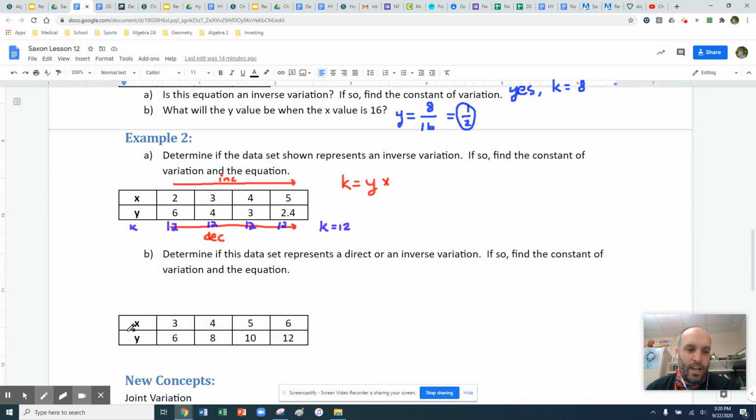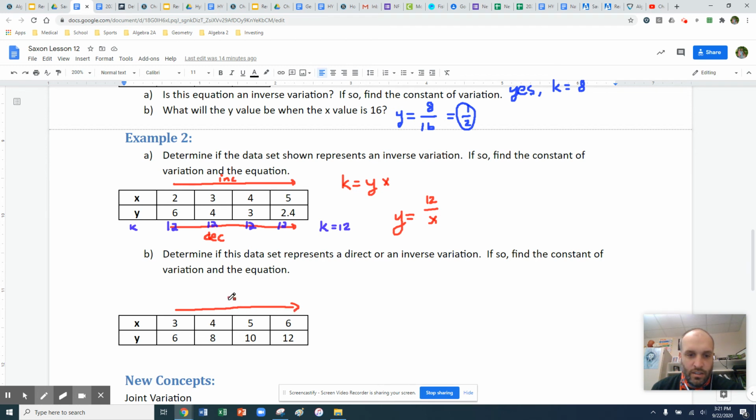That now means that I can write an inverse variation, y equals my constant 12 divided by x. So there's my inverse variation. Recall I'm multiplying the y and the x to find the constant, but then my inverse variation form is y equals k over x.